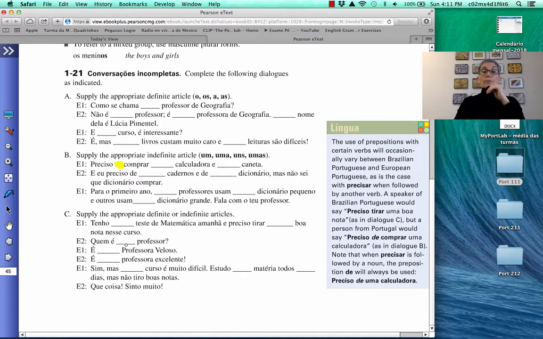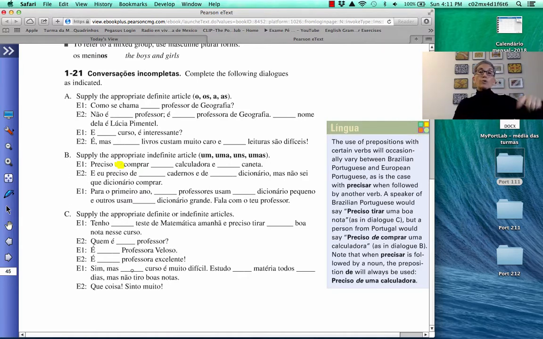Quem é o professor? É a professora Veloso. Oh, what a coincidence, it's my last name too. Mas meu nome tem 2 L's, né? É a professora Veloso. And remember that in Portuguese, in Brazil, you don't say this, ever. We never use last names, okay? It should be a professora Vanessa, okay? É uma professora excelente. Então, ela é uma professora, né? She's an excellent teacher, ok? Então, indefinido, é uma professora excelente.